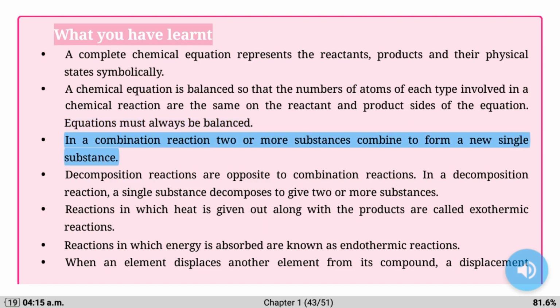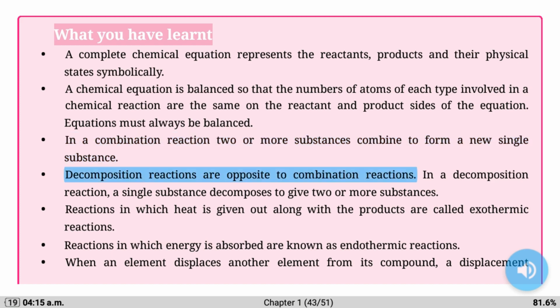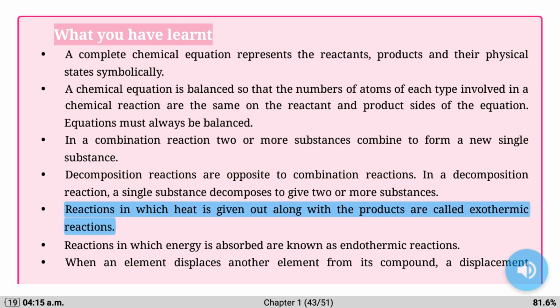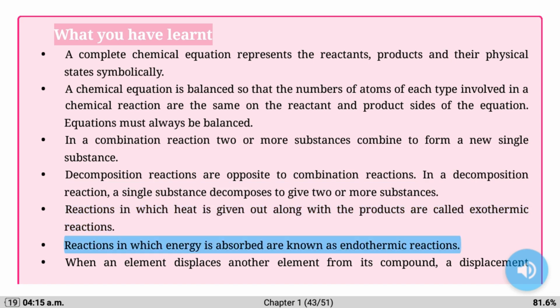In a combination reaction, two or more substances combine to form a new single substance. Decomposition reactions are opposite to combination reactions. In a decomposition reaction, a single substance decomposes to give two or more substances. Reactions in which heat is given out along with the products are called exothermic reactions. Reactions in which energy is absorbed are known as endothermic reactions.